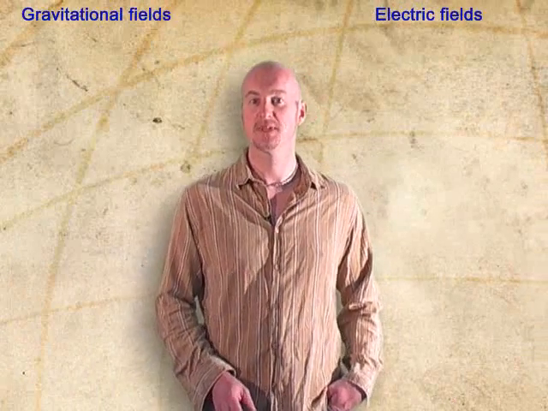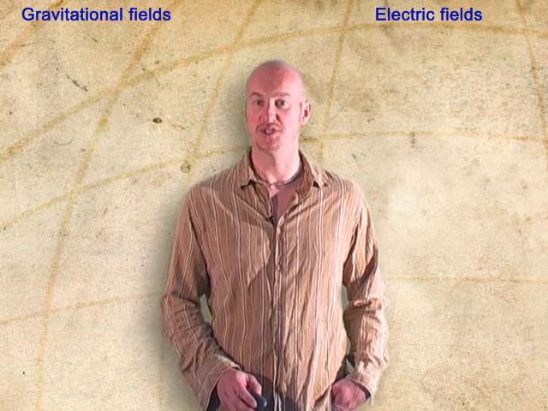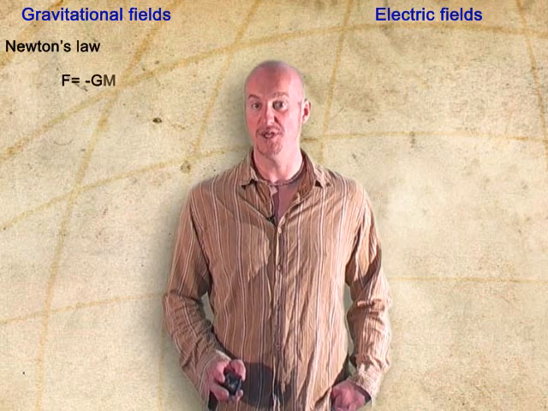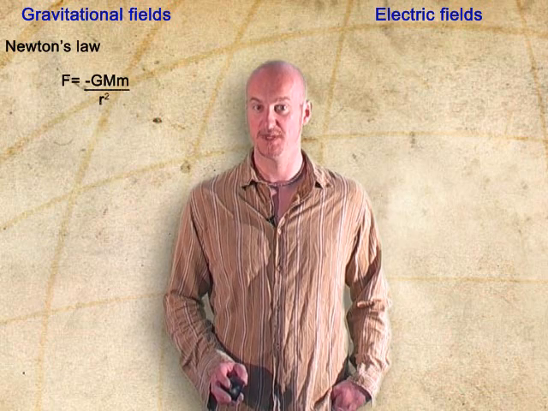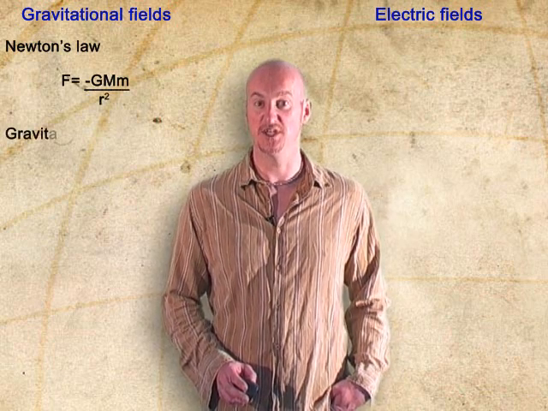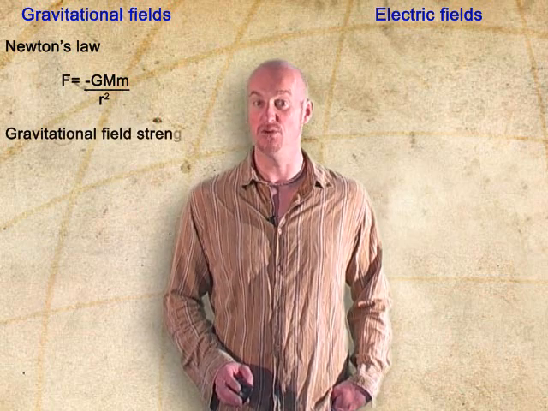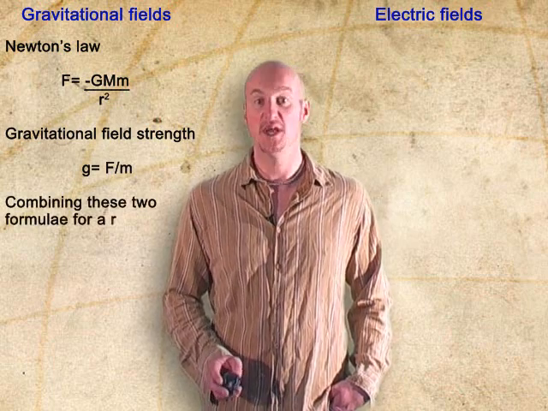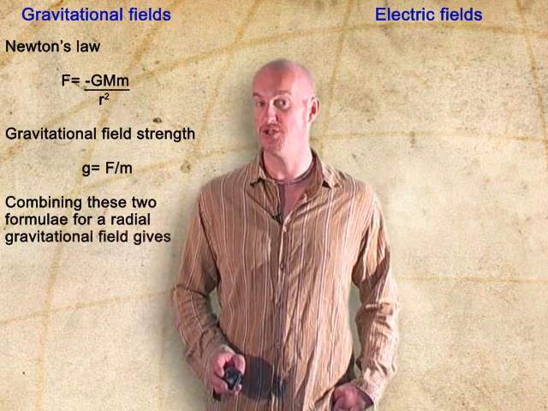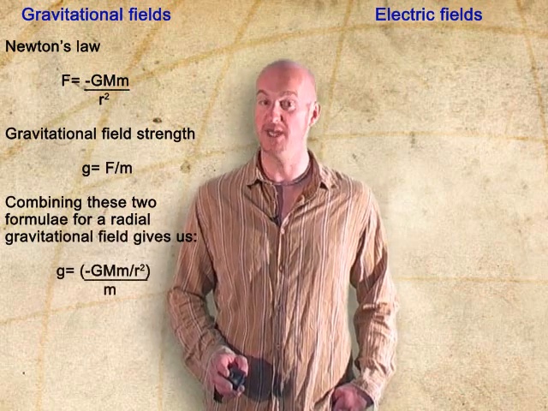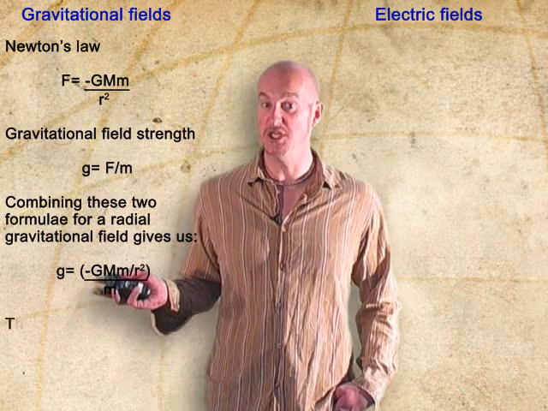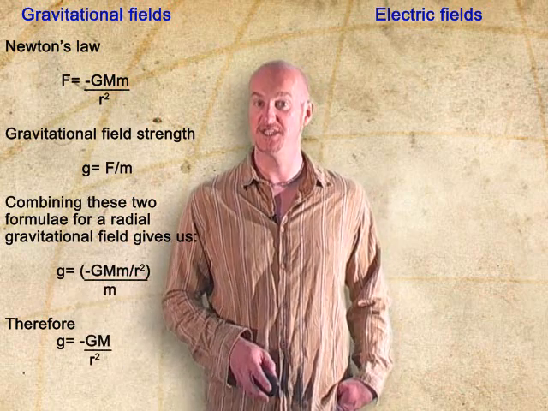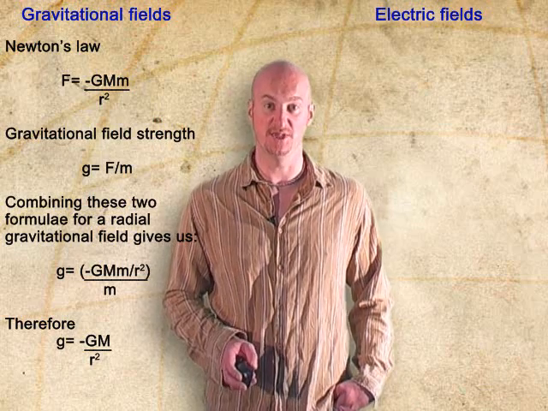As we've seen in previous lessons, Newton's law shows us that the force between two masses can be found by F equals minus big G m1 m2 all divided by r squared. And we also know that the gravitational field strength in a uniform field can be found by g equals F divided by m. If we combine these formulas, then we can see that g equals negative big G m1 m2 divided by r squared all divided by m, which ends up as g equals negative big G m over r squared.